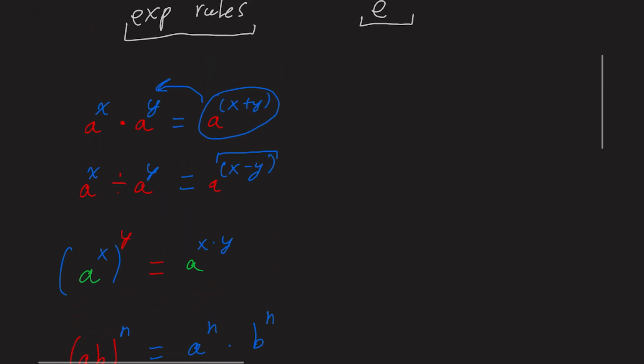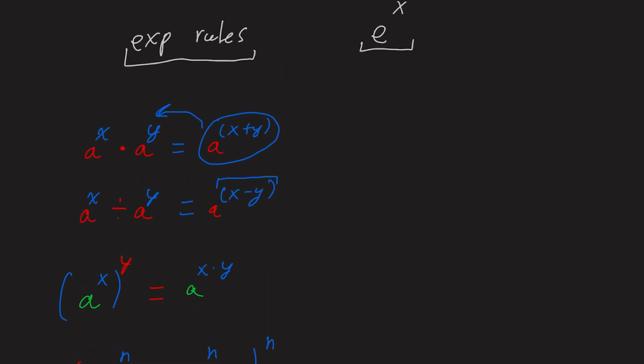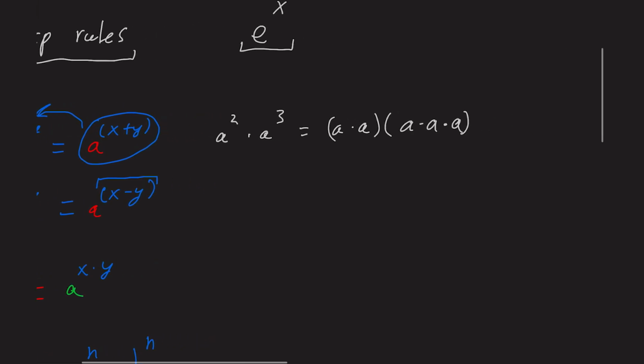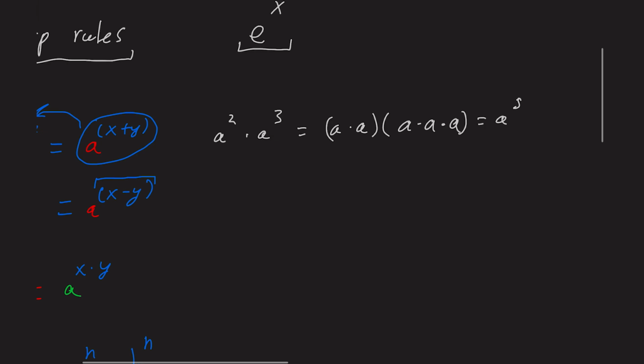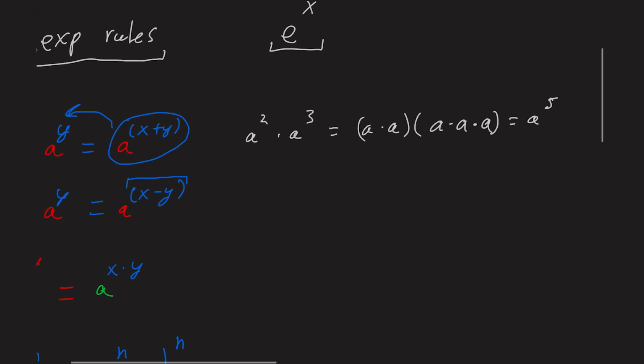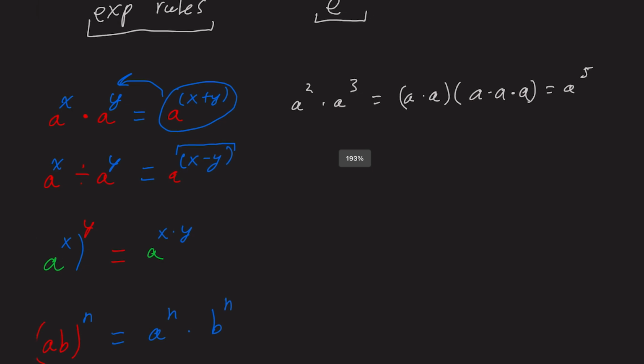So let's start going through these and making them intuitive. If I have a squared times a to the third, then that equals a times a times a times a times a. You'll notice here that this is 5 a's being multiplied together, which therefore makes it equal to a to the fifth. 5 is equal to 2 plus 3, as we have just seen demonstrated.